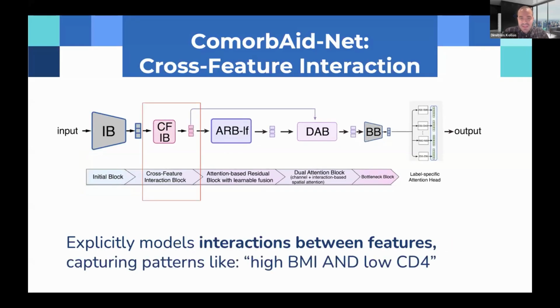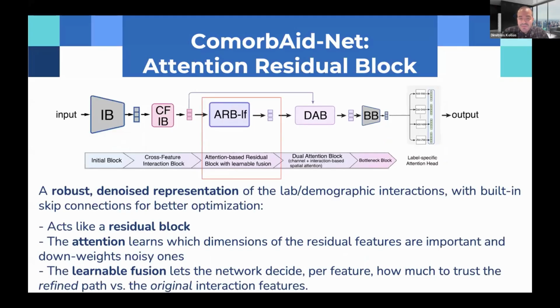Then the cross-feature interaction block follows, which explicitly models the interactions between the features that was not being done in the previous stage. For instance, this module captures patterns like that some particular patients have high BMI, body mass index, and low CD4. Then the next is the attention-based residual block with learnable fusion. The aim is that it will create a robust denoised representation of the interactions of the lab and the demographic input data. And it has built-in skip connections for better optimization.